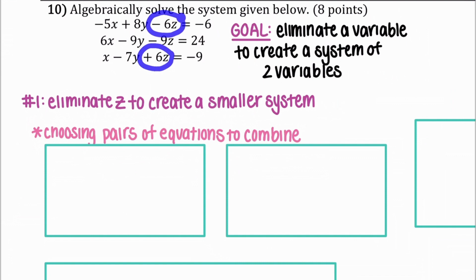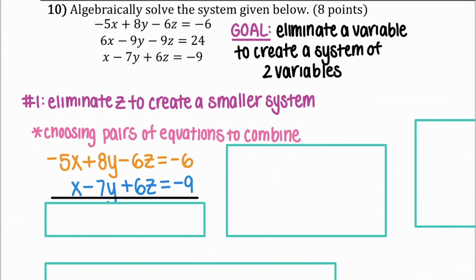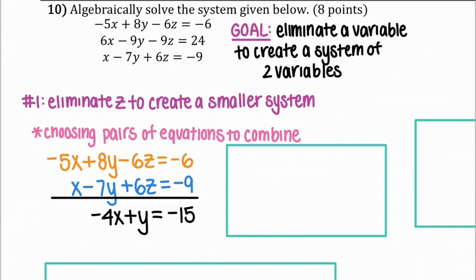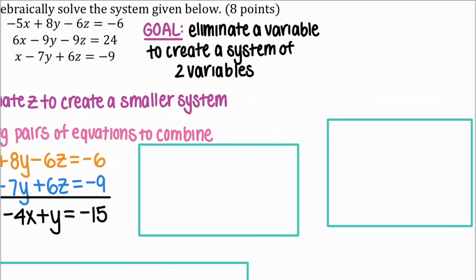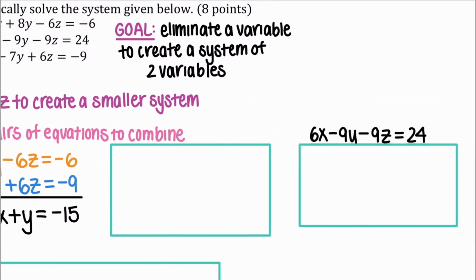So let's first see these two values. We already see that these two are additive inverses, so let's combine the first and the third equation. And so doing so, that gives us negative 4x plus y is equal to negative 15. And so from here, the second equation, because z is already negative, and we have z as positive here, now let's try to manipulate this equation such that we create a negative 6z. So I'm going to show that work on the side as such.